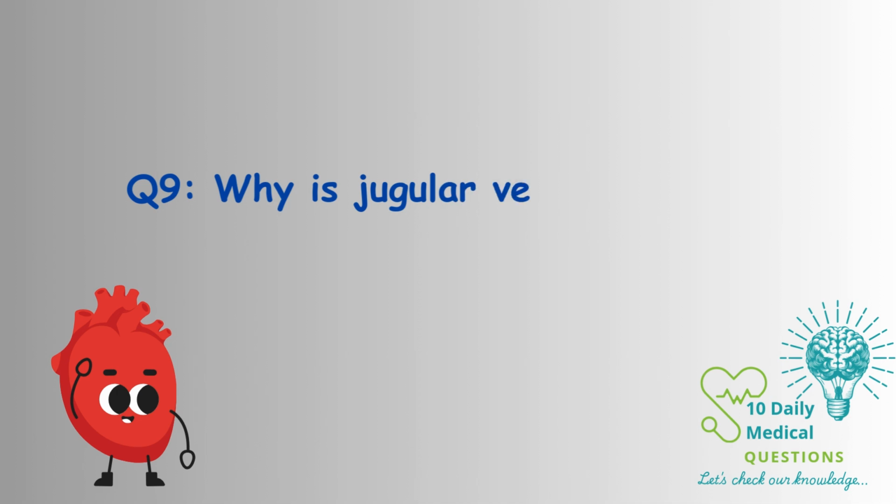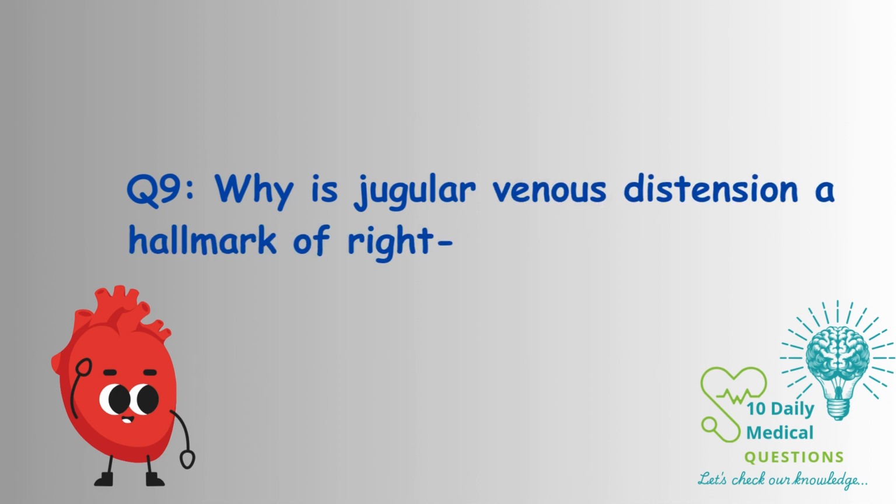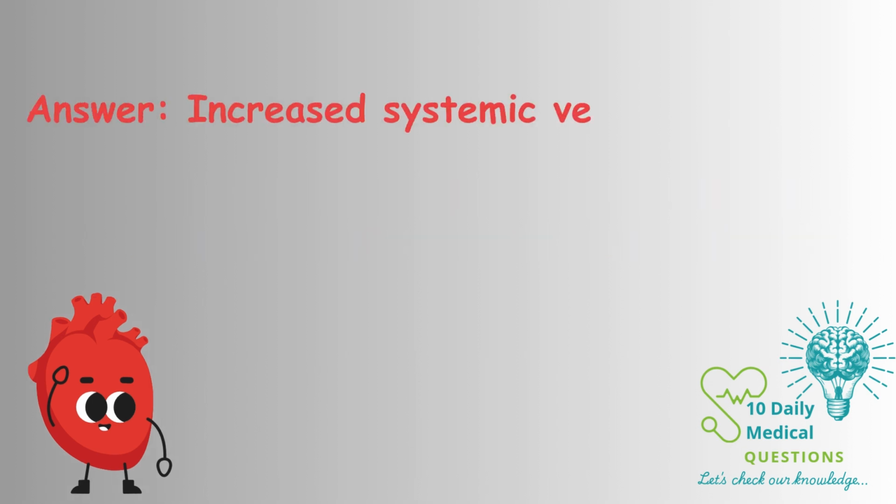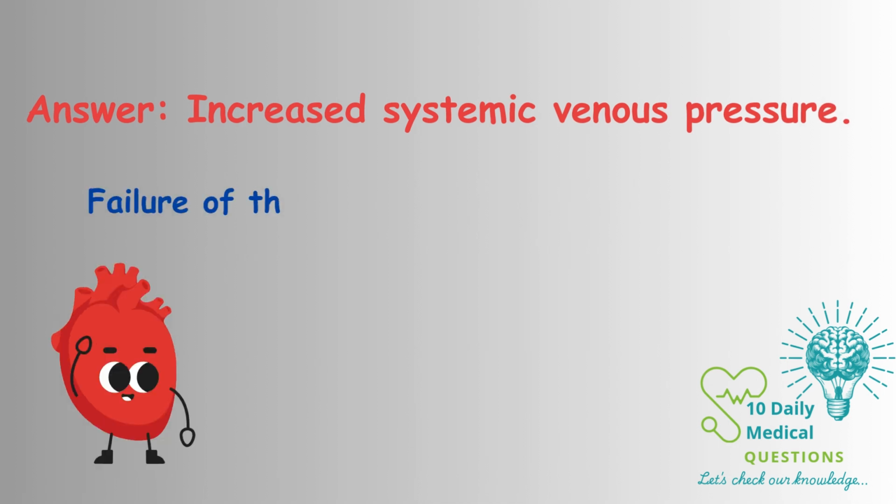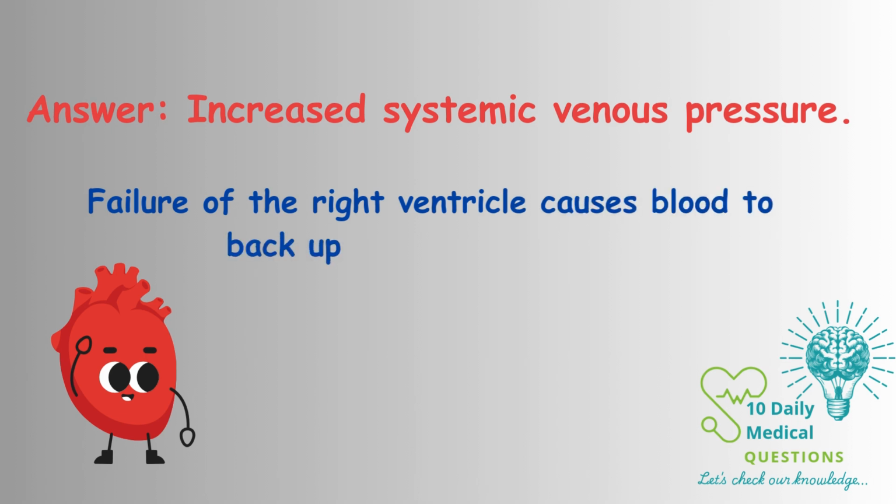Question 9. Why is jugular venous distension a hallmark of right-sided heart failure? Answer: increased systemic venous pressure. Failure of the right ventricle causes blood to back up in systemic veins.